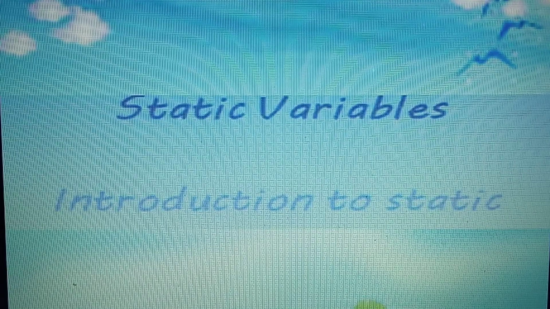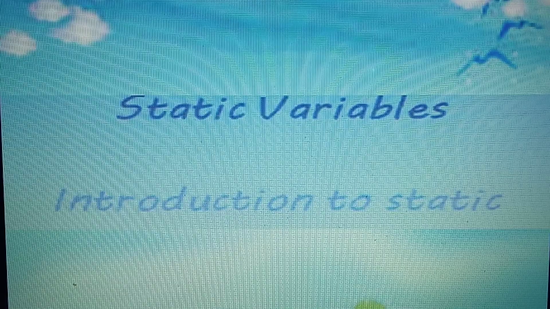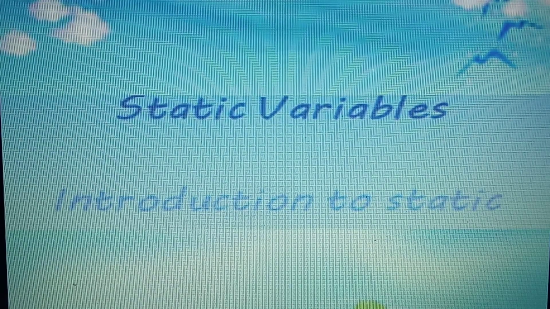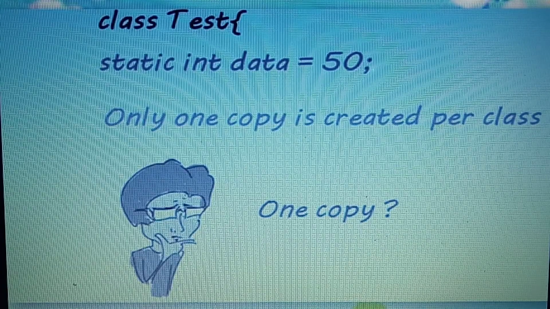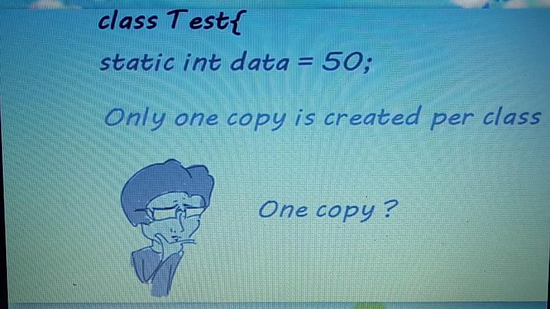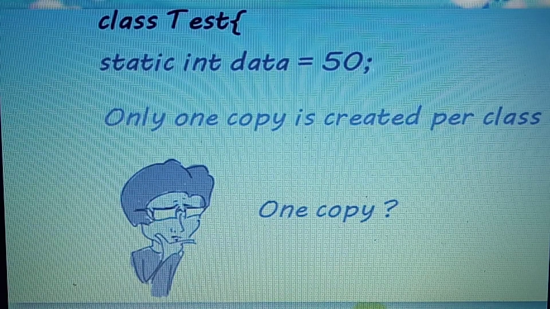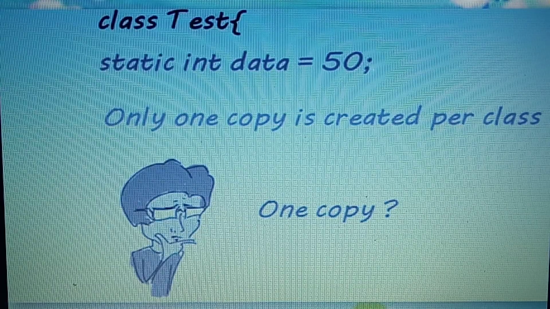Now we study static variables. A static variable can also be called a class variable. Now, the introduction to static variable: suppose our class name is Test and these are declared within the class Test, and we use the static keyword, that is static int data = 50. Only one copy is created per class. So what do we mean by one copy?